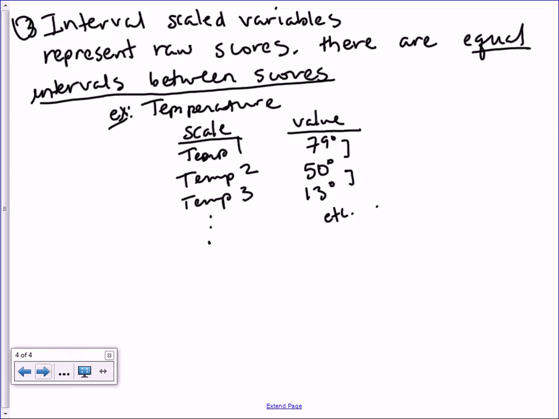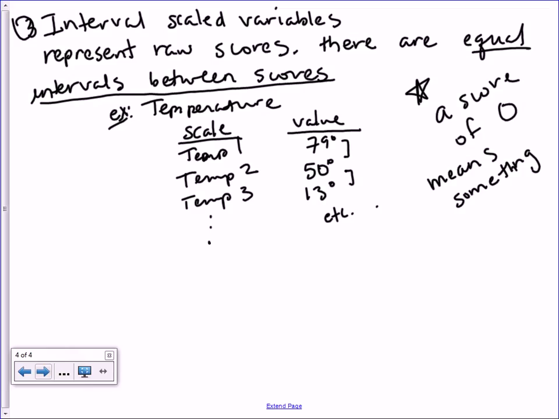The real key to interval scaled variables is that a score of 0 means something. It's not the absence. And what I mean by that is if we had temp 27, let's say, with a score of 0, all that means is that that's a specific temperature, right? If it's Fahrenheit, it just means it's very cold.